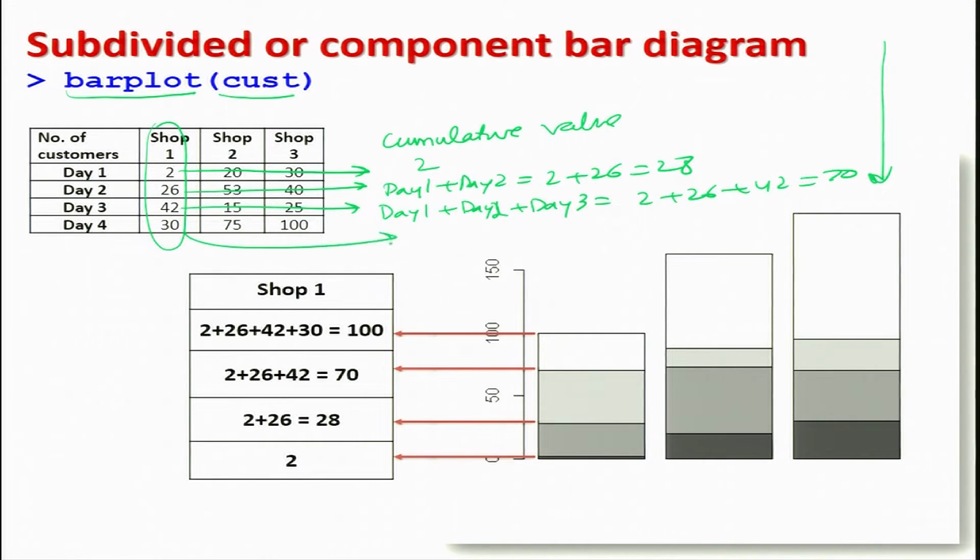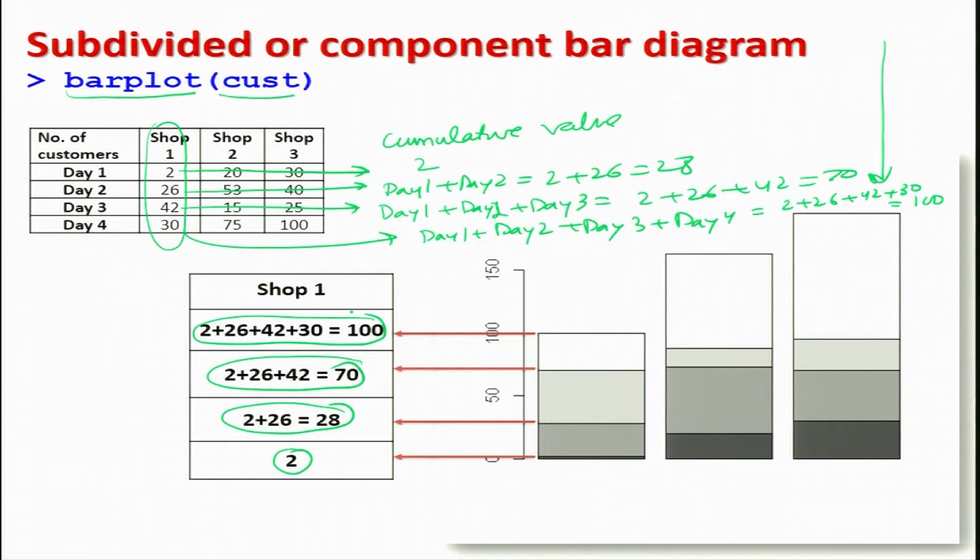Similarly, on the 4th day, this cumulative value is going to be day 1 plus day 2 plus day 3 plus day 4, and this is the sum of all the values, 2 plus 26 plus 42 plus 30, which is equal to 100, right. So these values are actually plotted in the bars, and the sections inside the bars are divided according to the days. This is what I have written here: these cumulative totals on day 1, this is day 1 plus day 2, this is day 1 plus day 2 plus day 3, and day 1 plus day 2 plus day 3 plus day 4.